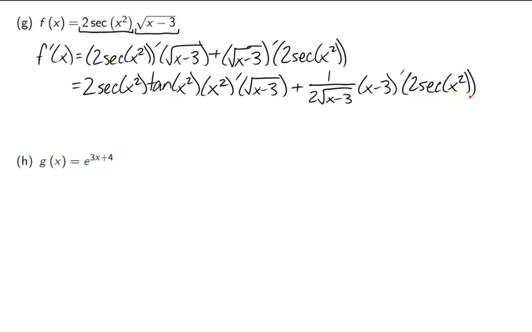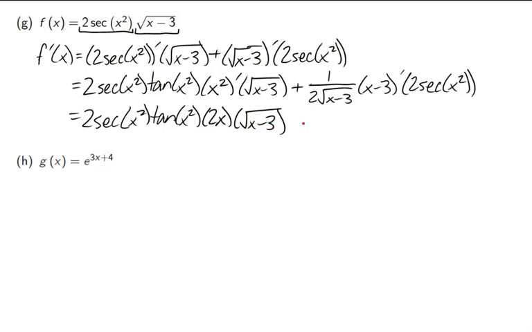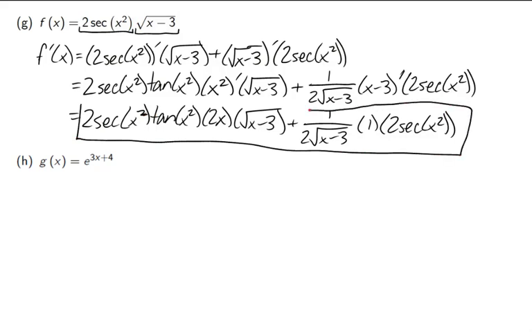Let's just clean all this up. We've got 2 secant x squared tangent x squared, and the derivative of x squared is 2x times the square root of x minus 3 plus 1 over 2 times the square root of x minus 3. Now the derivative of x minus 3 is just 1. We've got the 2 secant x squared also. This massive thing is the derivative of that function.